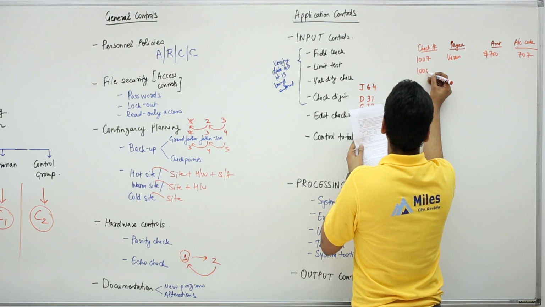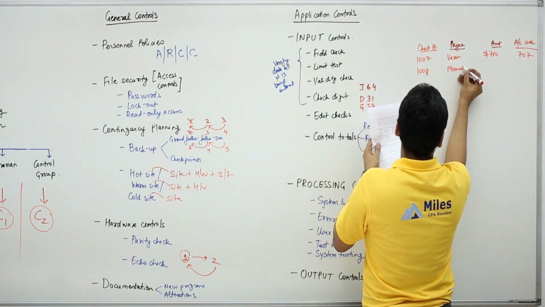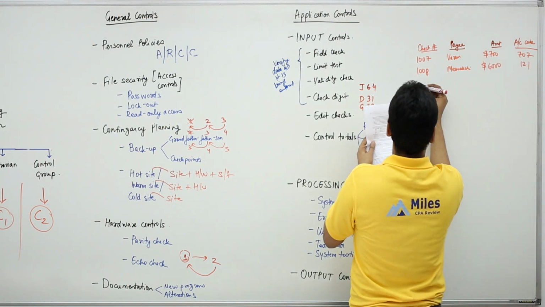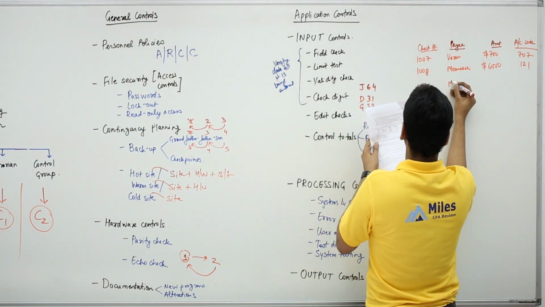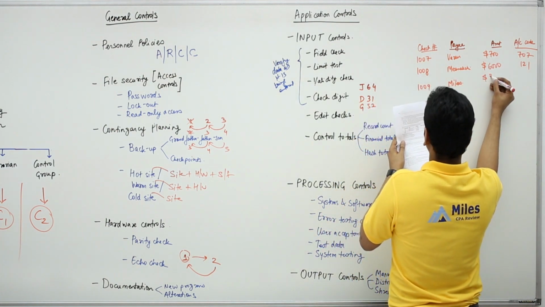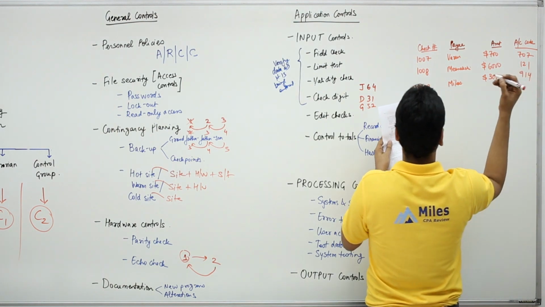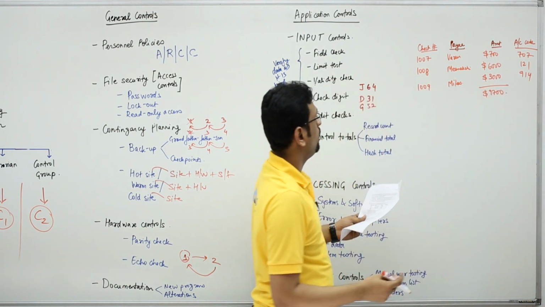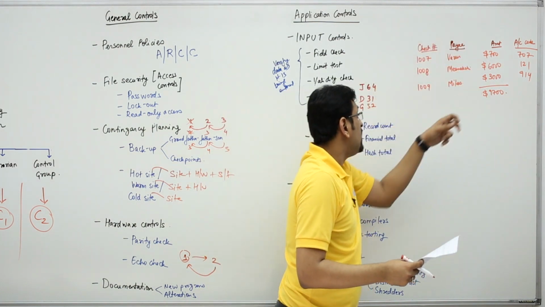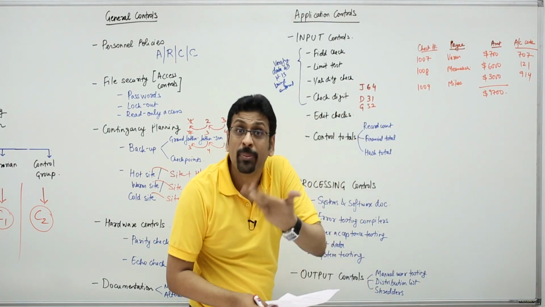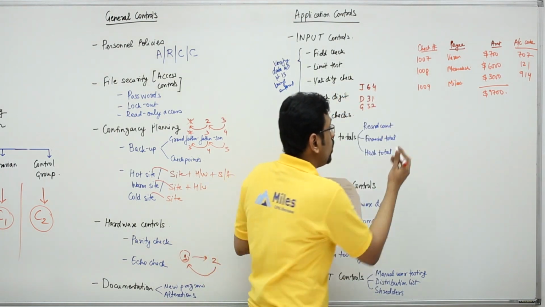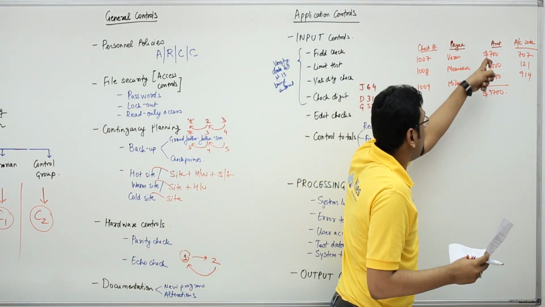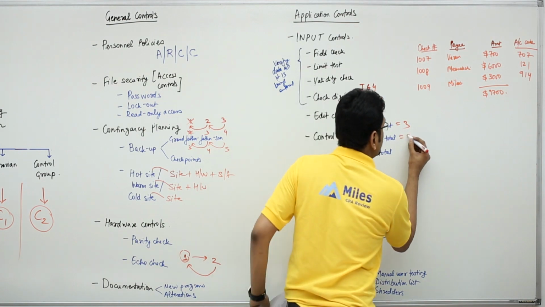Check number 1008, payable to Meenakshi, amount is $6,000, account code is 121. Check number 1009, payable to Miles, amount is $3,000, account code 914. So the total amount is $9,700. Now here, what's the record count? How many rows, how many records? 1, 2, 3. So record count is 3. What's the financial total? That's $700 plus $6,000 plus $3,000, $9,700.